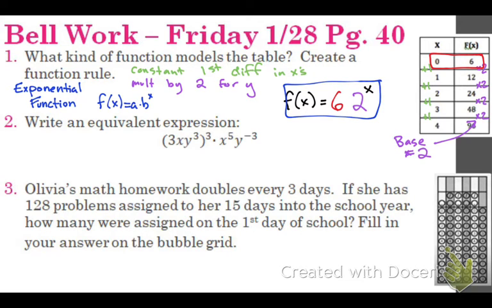Number 2, we're writing an expression that is equivalent to this whole mess. What can we do first? What do we do with everything that's in those parentheses? It's all raised to the third. That 3 in the exponent is going to be applied to everything in the parentheses. So we have our 3 to the third, our x to the third.